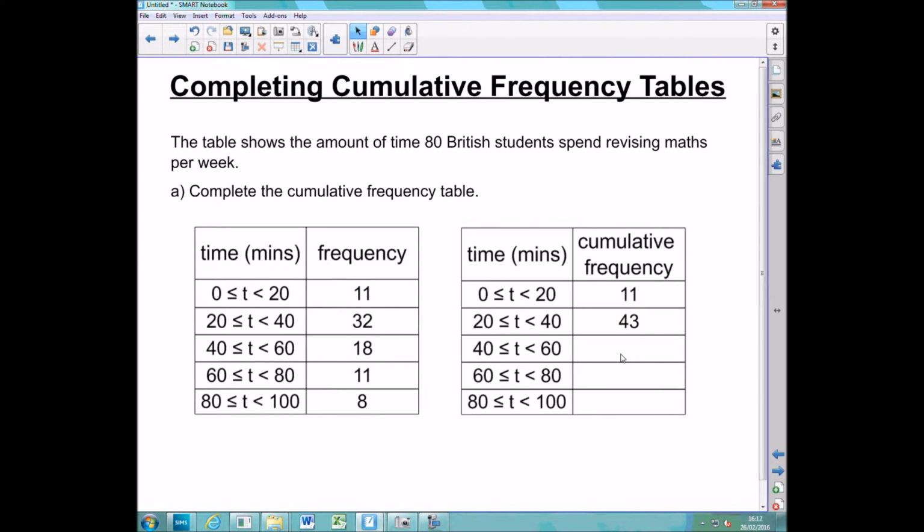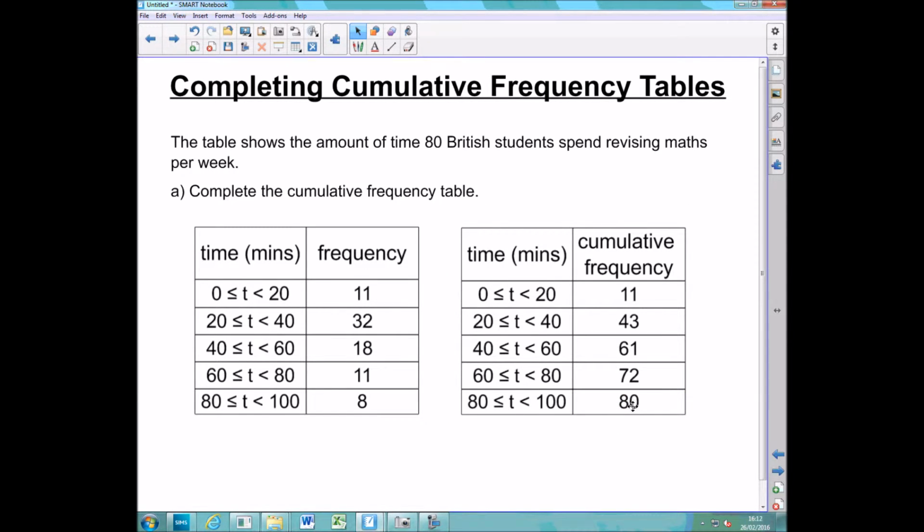Okay, the next box, I've got two frequencies above it. So I'm going to have this 18 and add it to these two. Now I've already added these two together, it's 43. So I'm going to add 18 and 43 and I get 61. I'm going to keep on doing this, so now I'm going to add on 11 to it, 72. And now I'm going to add the final 8 onto it. So I'm sort of doing a running total.